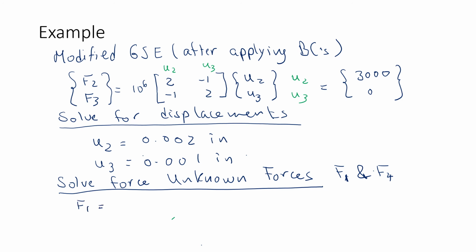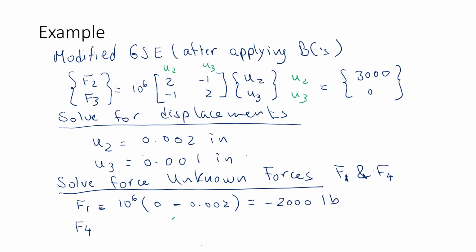F1 would be equal to 10 to the power 6 multiplied by the first term, which is multiplied by 0 because u1 is 0, and the second term here would be the minus 1 multiplied by u2, which is going to be 0.002. So I end up getting a minus 2,000 pounds.